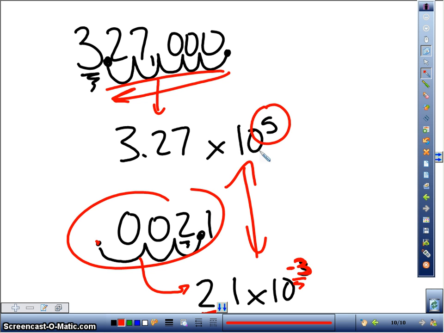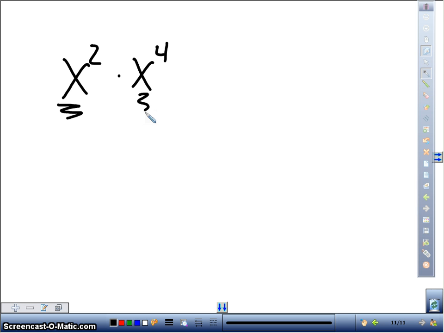Next thing, this one was a pass-off sheet, so we should be pretty familiar with this. This is just dealing with your powers. So when we have the same base, x and x, it could be a 2, it could be a 9, it doesn't really matter. So let's do one with like 3's. When you do this and we're multiplying them, we are just going to add these together. So that would be x to the 6th.